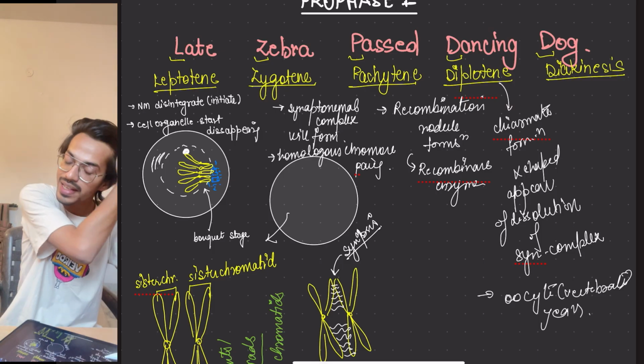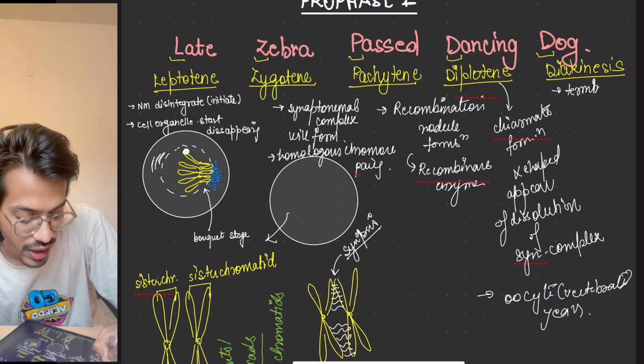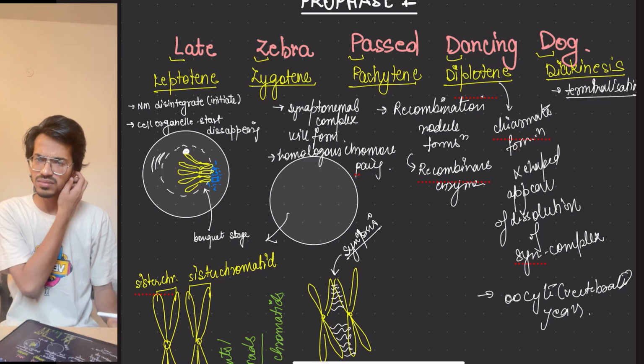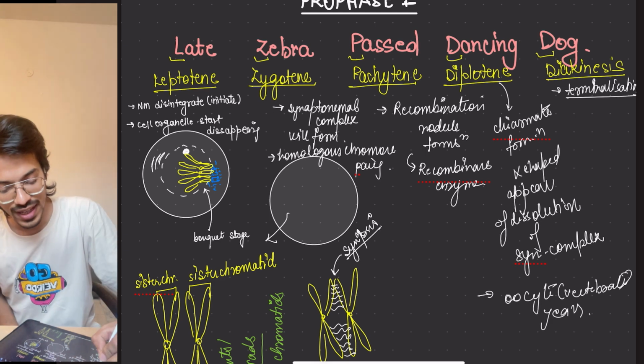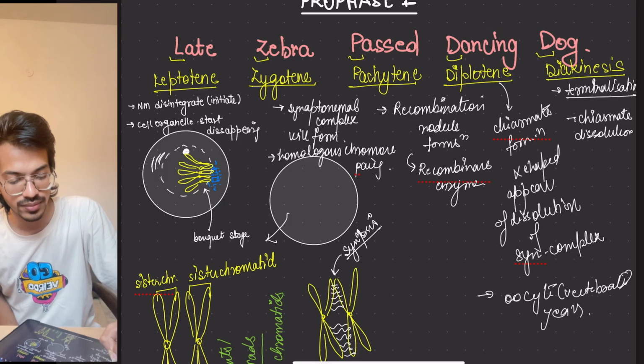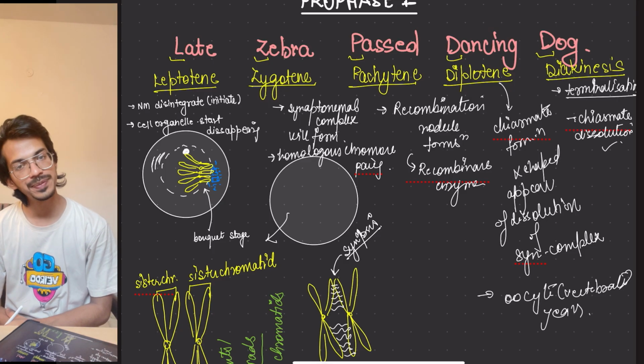So moving on to the next thing, diakinesis. Diakinesis is called the terminalization stage, in which the chiasmata is finally dissociated. That is the terminal stage. Chiasmata will dissociate. That's it. Okay, you will remember it.